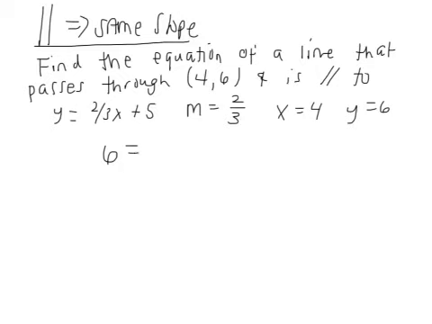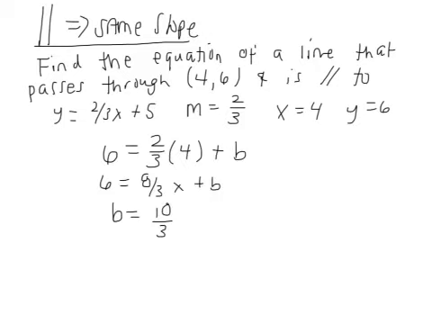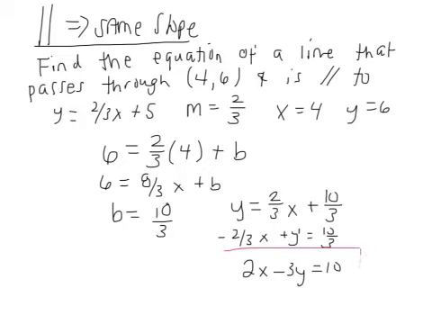6 equals 2/3 times our value of x, which is 4, plus b. We then get b equal to 10/3, which we can plug in to our slope-intercept equation. Then, if we're asked to put this in standard form, we can just rearrange the equation, which gives us the standard form equation of 2x minus 3y equals 10.